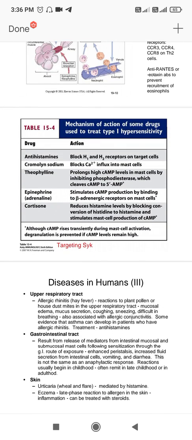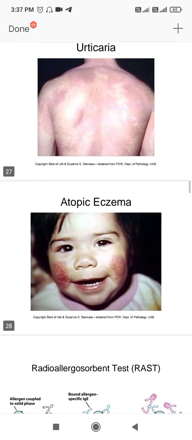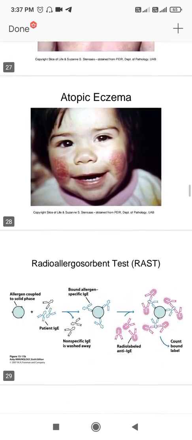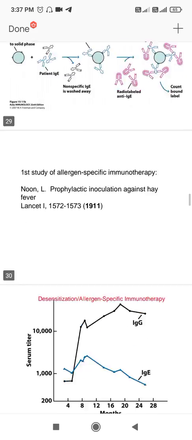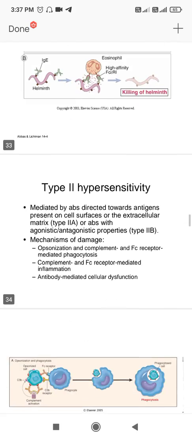Antihistamine drugs or medicines are used to cure type 1 hypersensitivity. Also epinephrine and cortisone are used in the treatment. These are some images of allergic reaction. Then type 2 is due to antibody dependent cell cytotoxicity mediated by antibodies directed towards the antigen present on the cell surface or extracellular matrix.